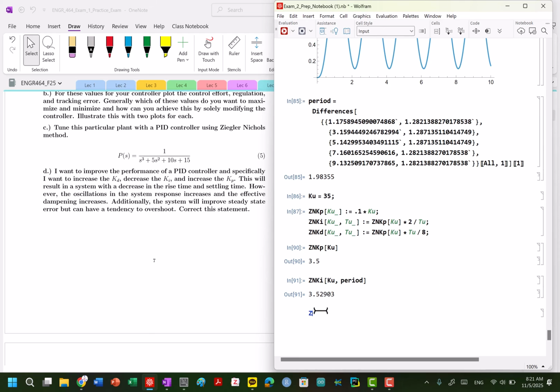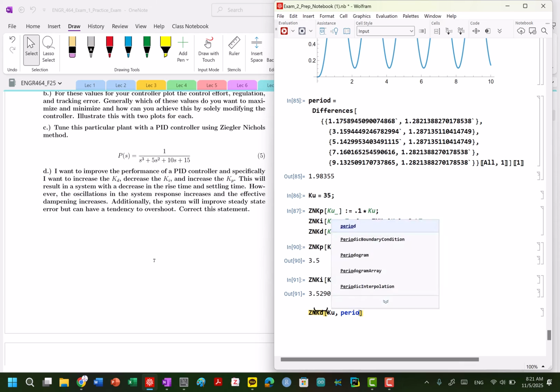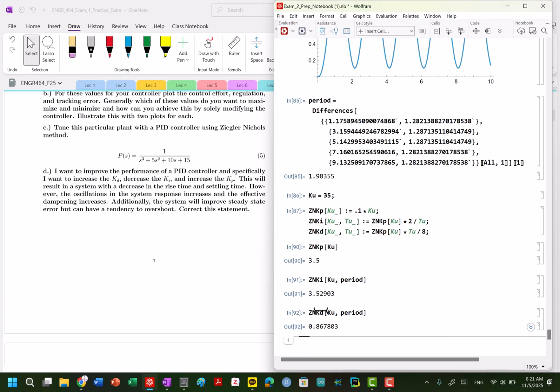And then my Zn of KD will be equal to KU and the period. Now we can plug that in and look at how the system responds. So let's go ahead and do that.